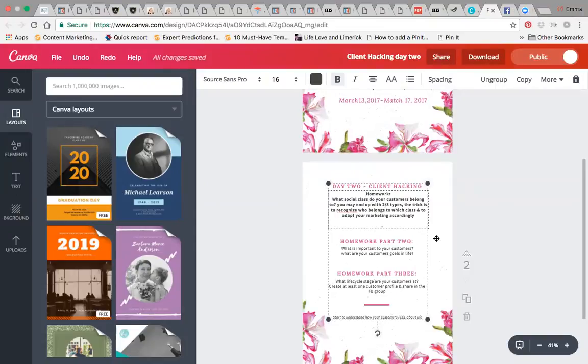what social class do your customers belong to? You may end up with 2 or 3 types. The trick is to recognize who belongs to which class and to adapt your marketing accordingly. The second part of the homework is, what is important to your customers, and really knowing what that is. What are your customers' goals in life? And then the third part of your homework is, what life cycle stage are your customers at, and create at least one customer profile and share it in the Facebook group.